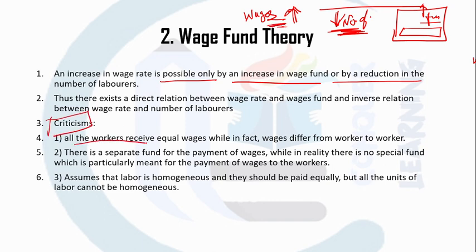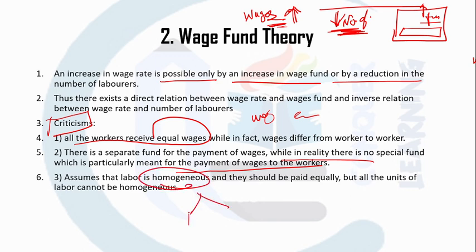Criticism: all workers here receive equal wages, but in reality every wage is different. Why? Every employee is different. A worker differs in skills and abilities. It assumes there is a separate fund for the payment of the wage, while in reality there is no special fund which is particularly meant for the payment of wages of workers. It assumes that labor is homogeneous. It believes that all laborers are of one kind and hence everyone is getting the same salary. But in reality it's not. Laborers are heterogeneous. It cannot be homogeneous in nature. So this is your wage fund theory.